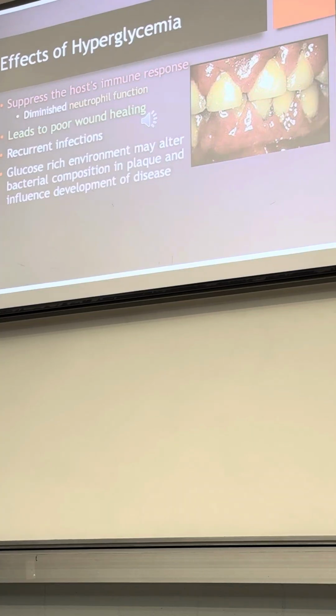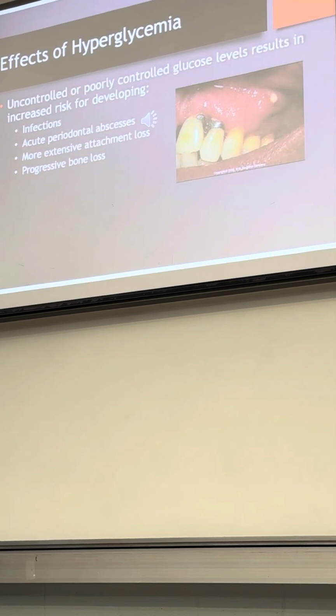All right, the effects of hyperglycemia. Again, it's an immune response thing. Just like smoking, that's how this works to negatively affect their periodontium. It suppresses the host immune response, and again, neutrophil function is what is being diminished. It does lead to poor wound healing. Recurrent infections are common. That glucose-rich environment may alter the bacterial composition in plaque and influence development of the disease. But again, the big takeaway is the host immune response doesn't allow the body to heal properly.